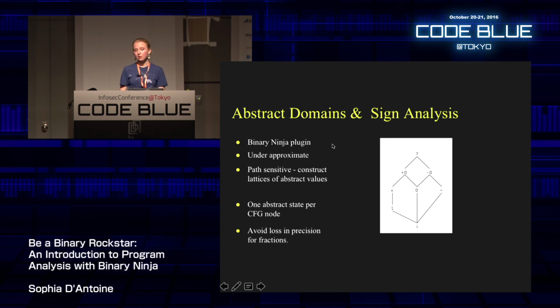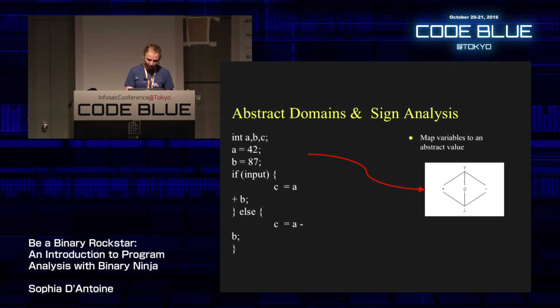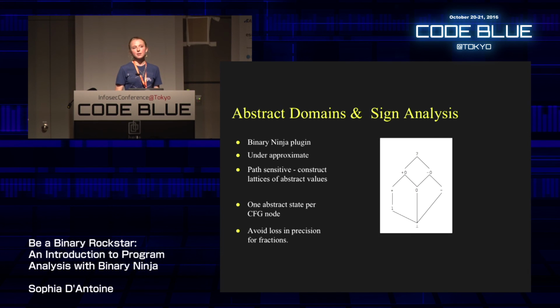It's path sensitive, which goes back to my example of this code snippet here, where in certain cases, C may be positive or negative down different paths. And this means that if it wasn't path sensitive, C would be positive and then unknown for the second one, and I'll show that in a second.